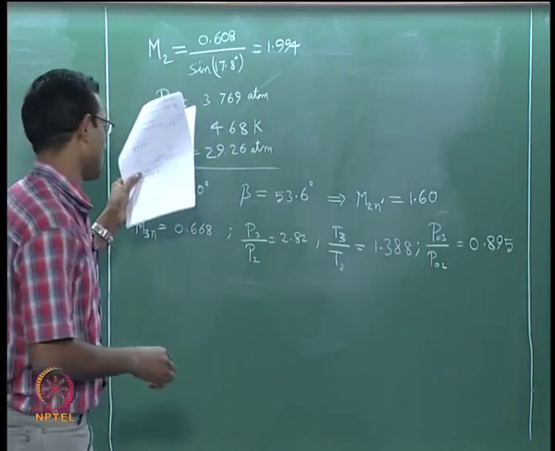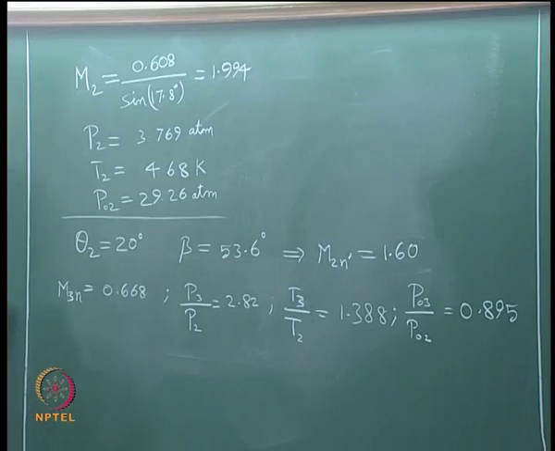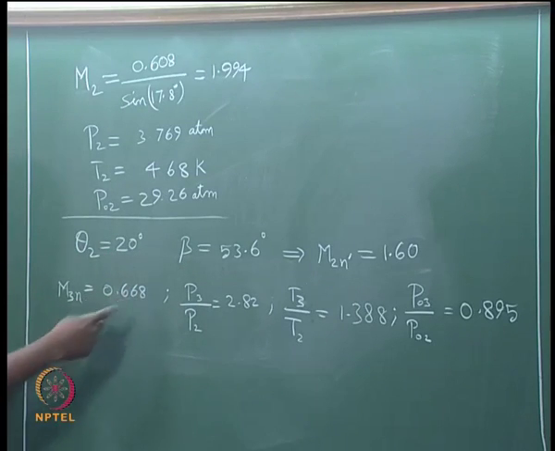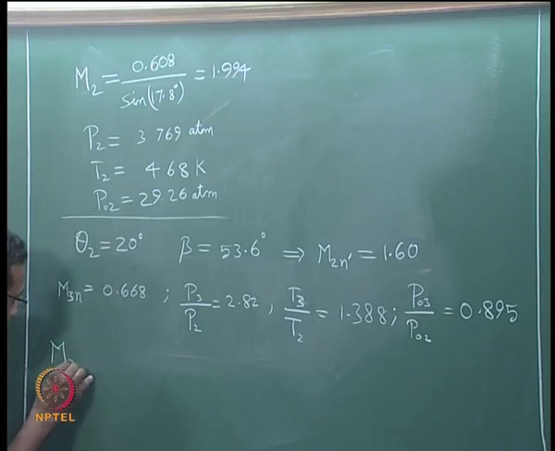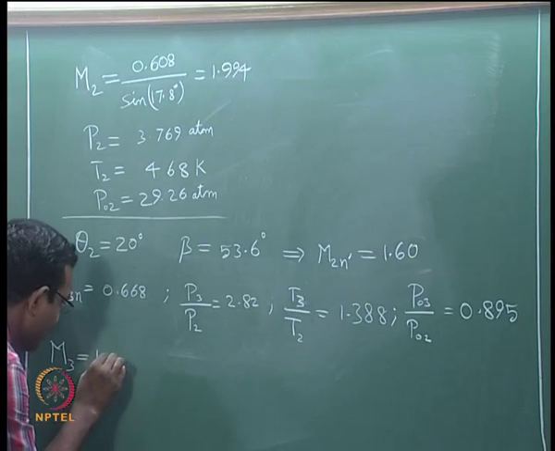I have all these numbers, and from M3 normal I can immediately get to my M3 value by dividing by this minus this, sine of that value, which is 33.6 sine. I will divide this 0.668 by sine of 33.6. I have done that and that number comes out to be 1.207.